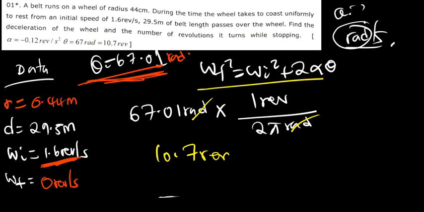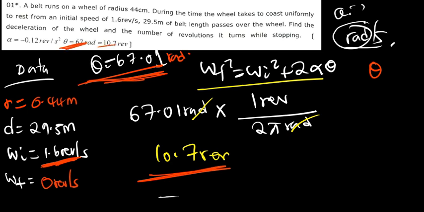That would mean the second question, which is saying find the number of revolutions it turns while stopping. When you are talking about the number of revolutions, we are talking about theta, and we have already found theta. Theta is 10.7 revolutions or 67.01 rad, which is the answer which is here.